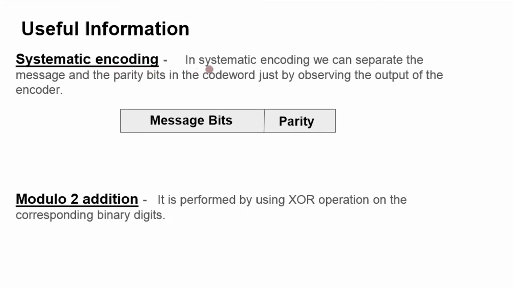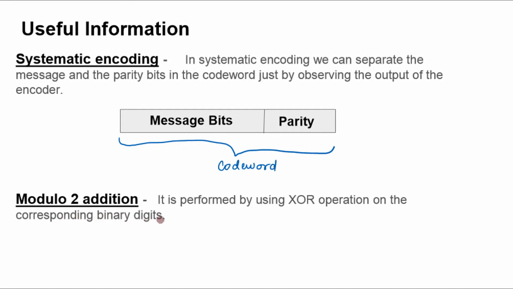Systematic encoding. In systematic encoding, we can separate the message and the parity bits in the code word just by observing the output of the encoder. So in systematic encoding, parity bits may follow the message bits or the message bits may follow the parity bits, and we can clearly distinguish them, and the combination of the message and parity bits makes up a code word.